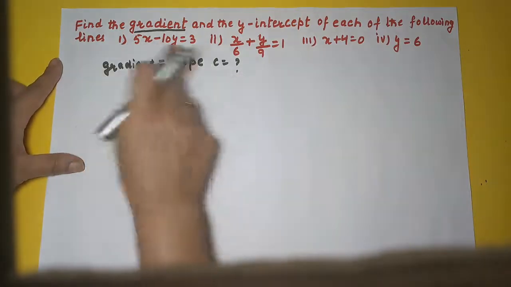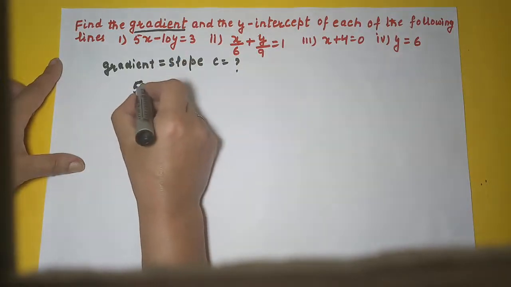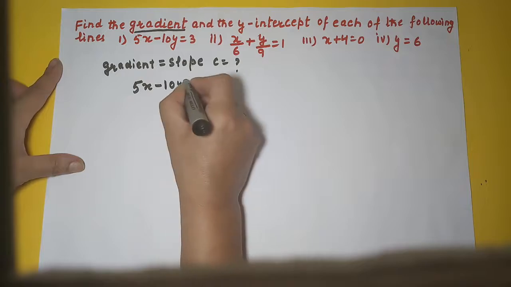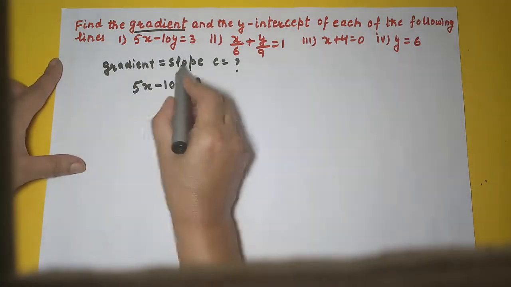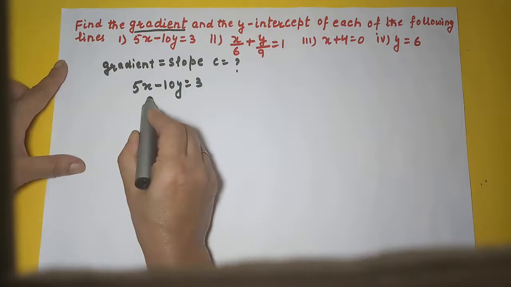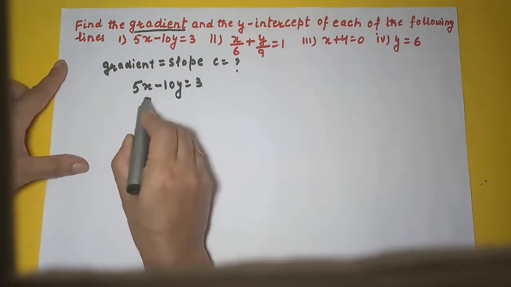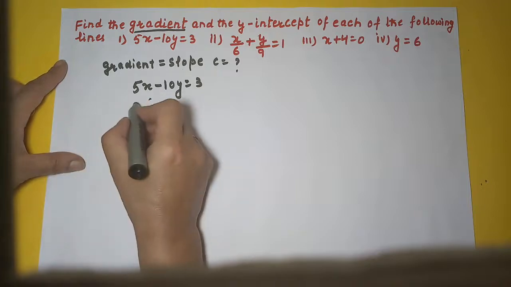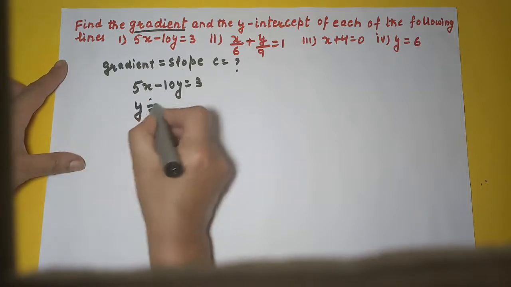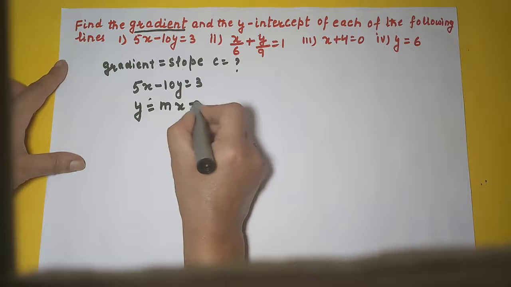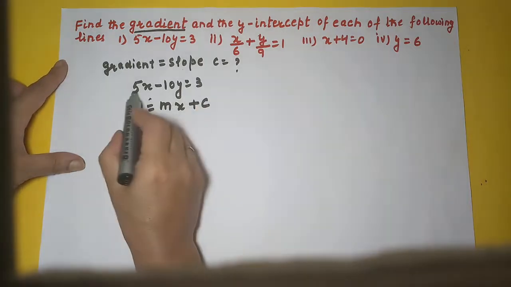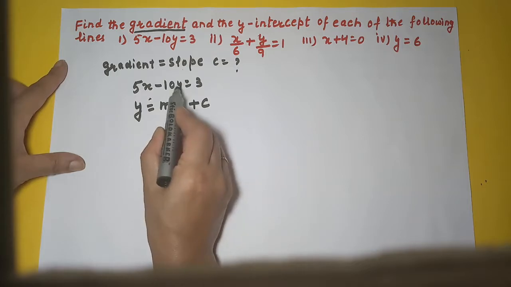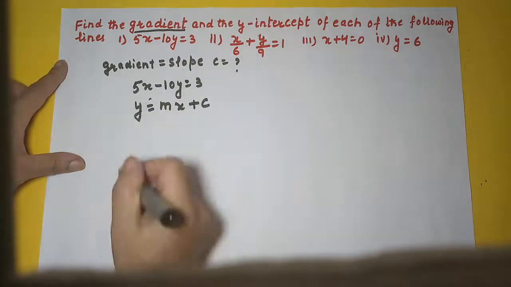Now, whenever the equation is given to you, suppose 5x minus 10y is equal to 3, and you are going to find the slope and y-intercept, you should always convert this into the standard form of the equation. What is the standard form of the equation? We have discussed that y equal to mx plus c. We will write this equation in this format, right? We'll make y the subject of this equation.